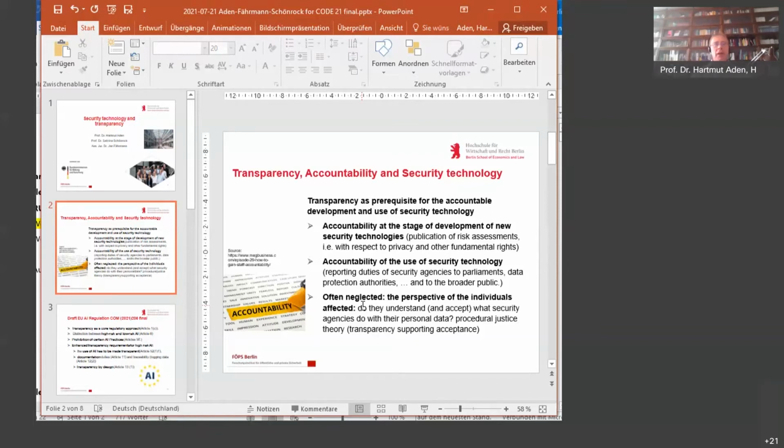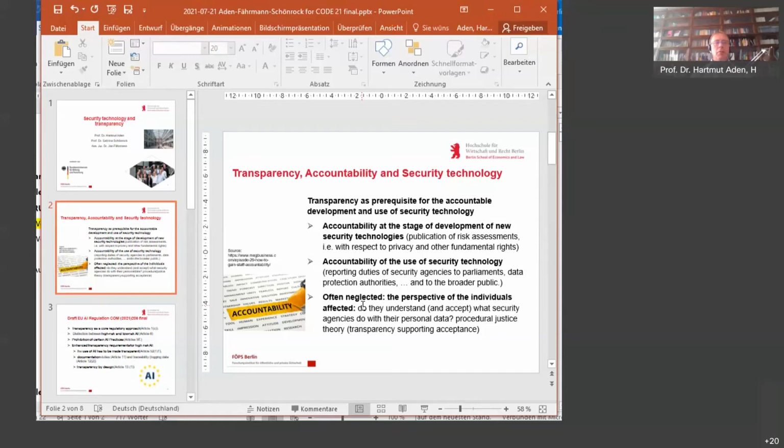We also include another aspect into our research, and this is the aspect of the individuals affected. So not only the police agencies and the single police officers or the people in private companies working with this kind of applications, but also those who are affected. So, for example, the customers or people who are in the focus of policing, they should understand what security agencies do. And we build very much upon a theory that has been developed in psychology in the past few decades, and that is now very frequently used also in policing research, that is called procedural justice theory.